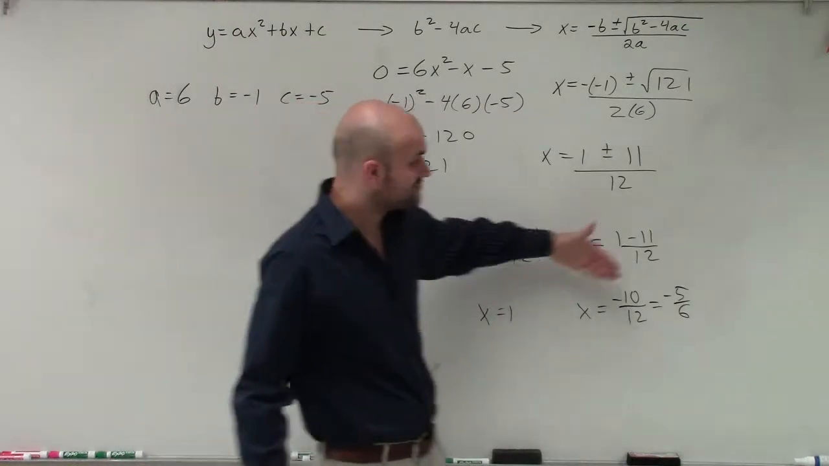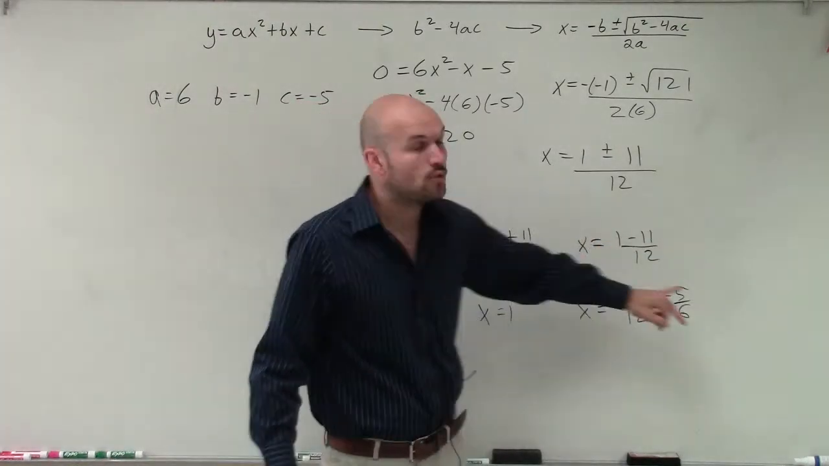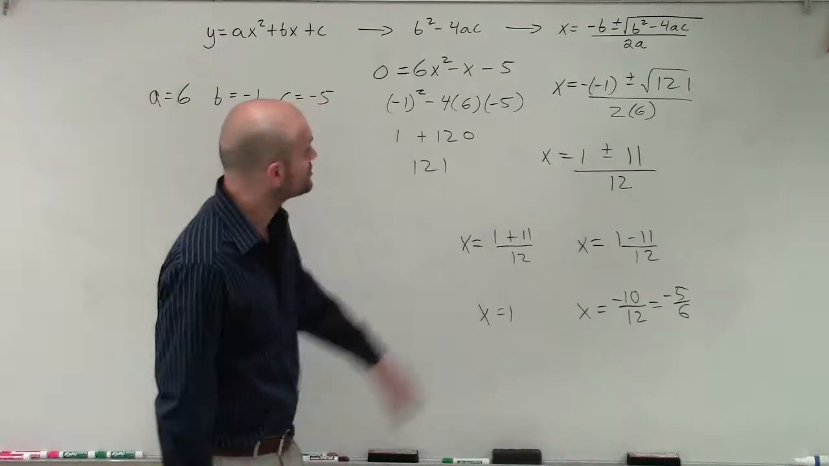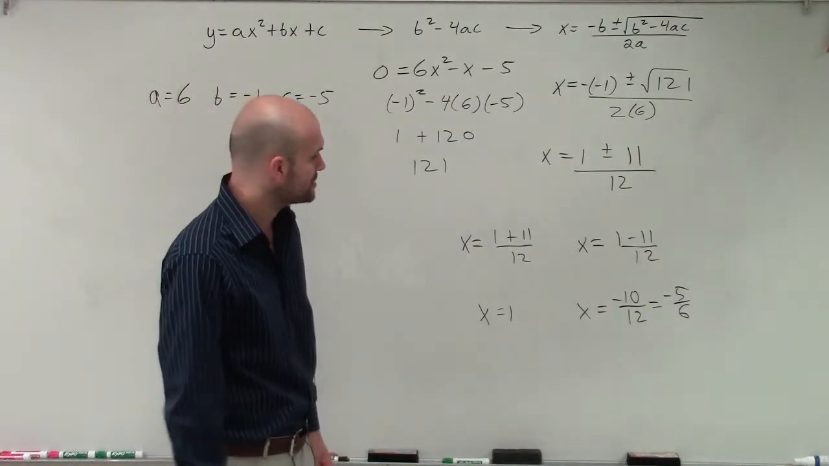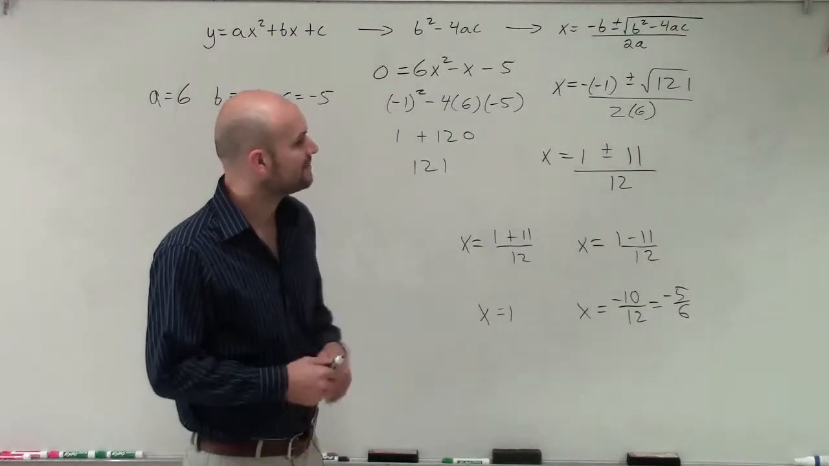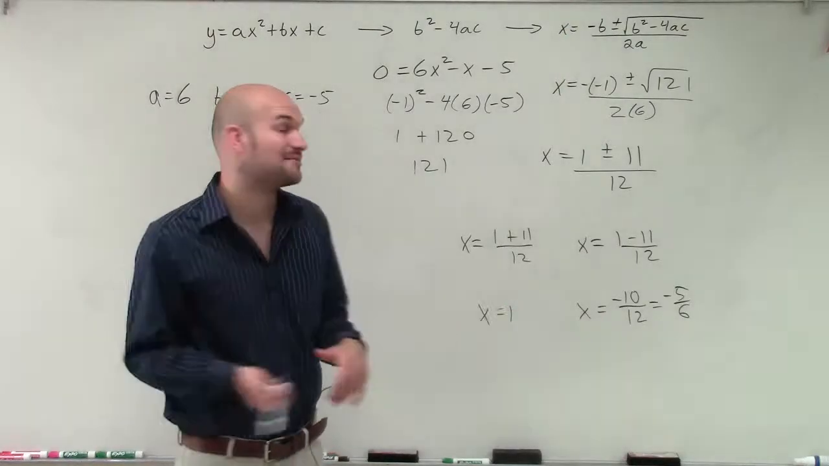So therefore, we still have two real, and they're also rational roots, or what we call our zeros, to our quadratic equation. So therefore, those are going to be also your x-intercepts that we've found.